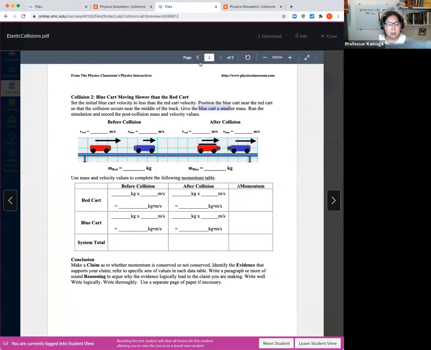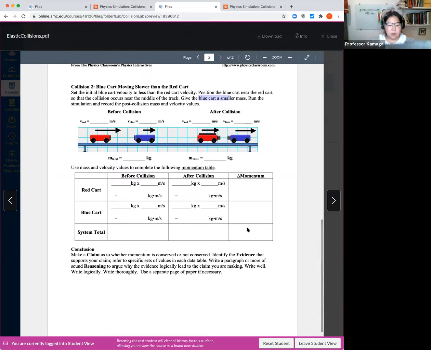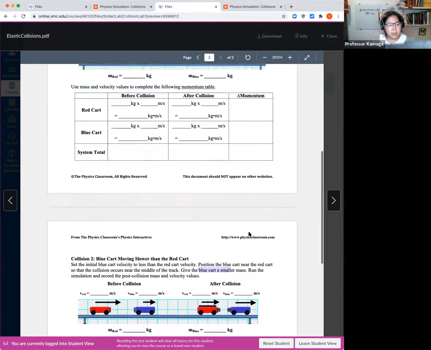So you write down, after they make the elastic collision, the total momentum before collision and after collision. Find out the change in momentum for the red card, the change in momentum for the blue card, and the change in momentum for the total system. And you know that this has to be equal to zero. So that's for the elastic collision.